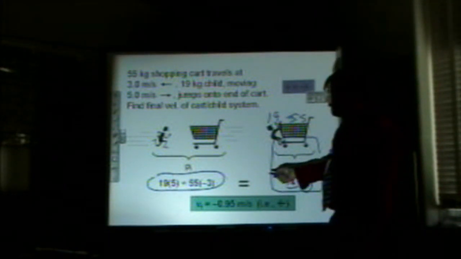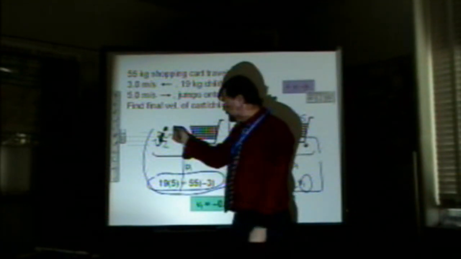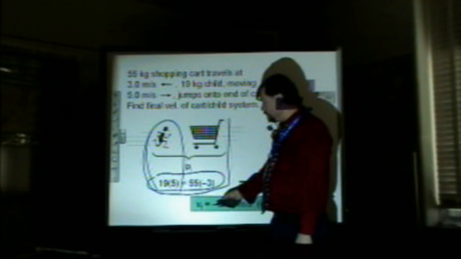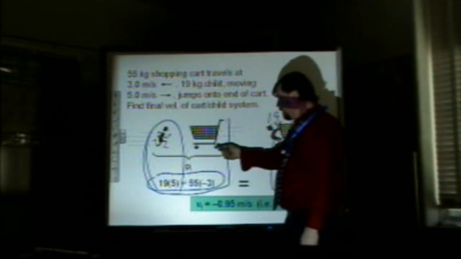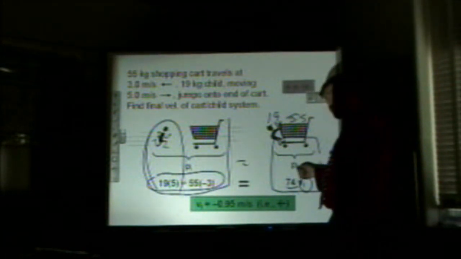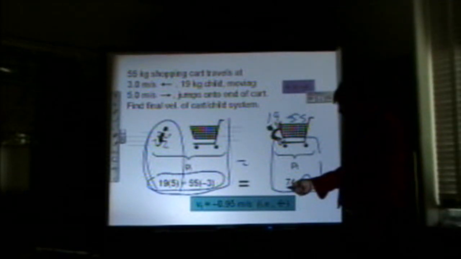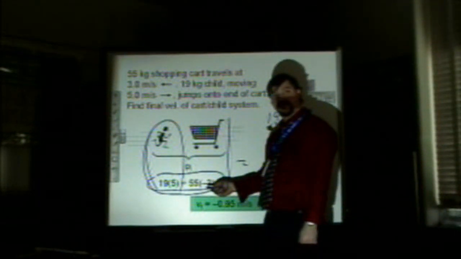Well, wait, so what's going on with this? This is all of this information. This is the kid, mass times velocity. This is the cart, 55 times the negative. Our PI is equal to our PF. Because of that, we can determine that, what was this answer? 19 times 5 plus 55.